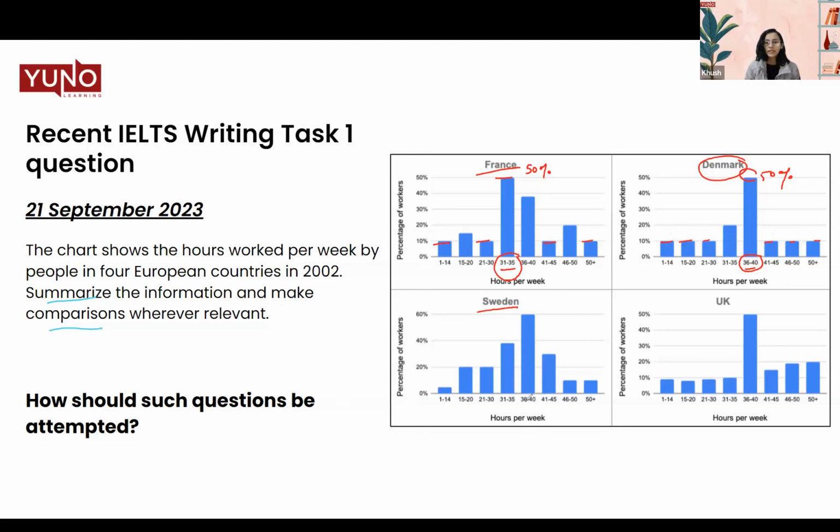In Sweden, we can see the highest percentage is again 36 to 40, but here it is 60% rather than 50%. And for UK, again, the category 36 to 40 stands out with 50% of workers working 36 to 40 hours per week. Now, these are the highest factors that we have seen. Anything else that is striking out to us in this particular data? Well, if you see any lowest, we can see that this is the lowest, something around, I'm guessing 5 to 7%, approximately. And here the lowest is 15 to 20 hours, that is something less than around 7%.